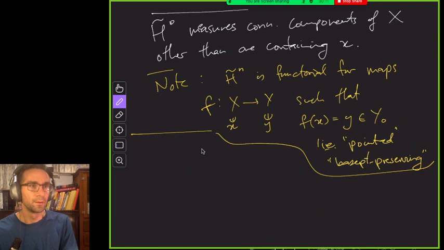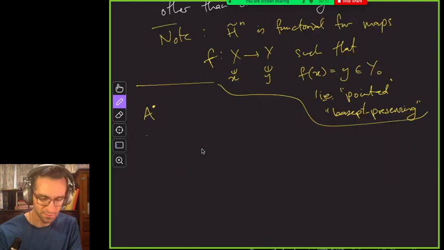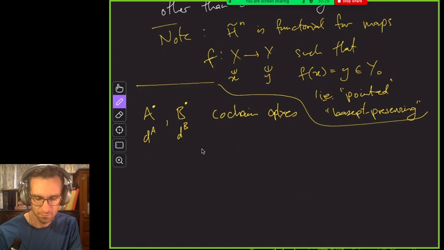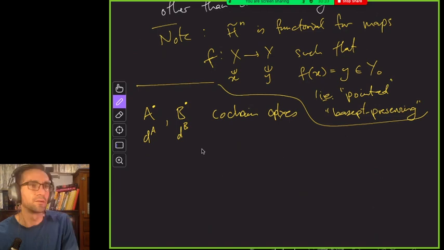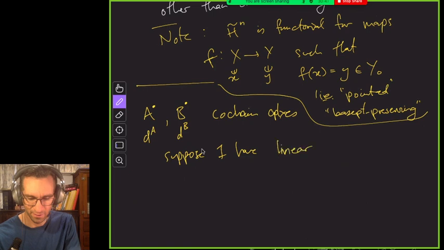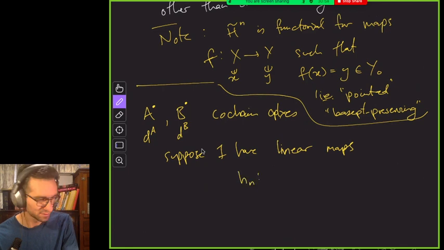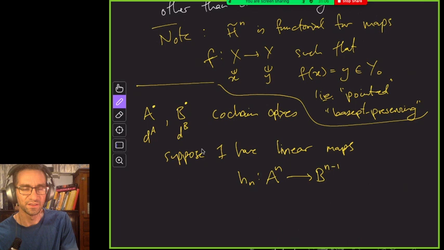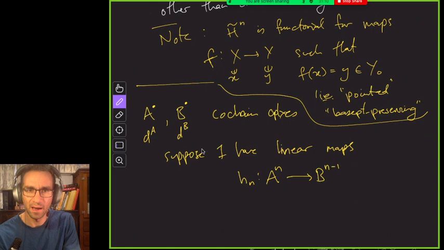So something we can do, let's say we have a pair of cochain complexes. So let's call the differential here dA and dB. So these are cochain complexes, and suppose I have linear maps. So these are complexes of R modules, and maps are all linear. So linear maps. Okay, so it's not the data that you would expect. It actually maps from A_n to B_{n-1}. So it's not even in the same sort of class as the data you would use to make a map of cochain complexes. And now we'll define such a thing.